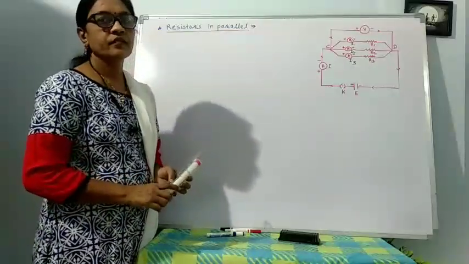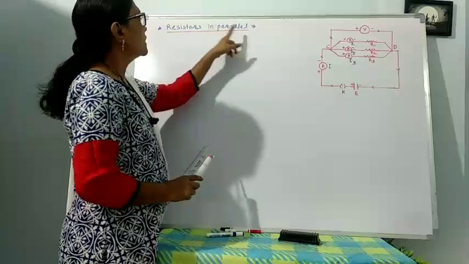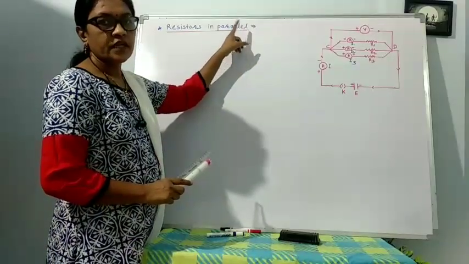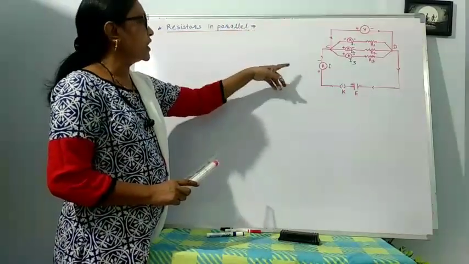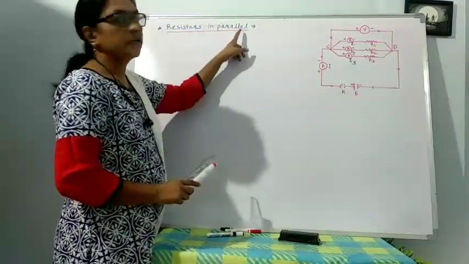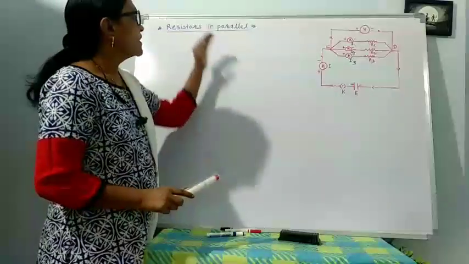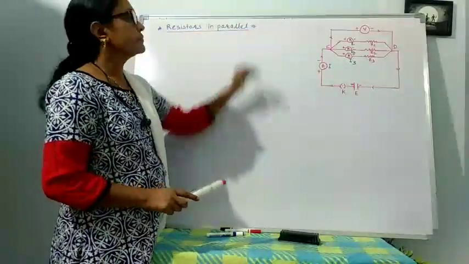Hello students, our today's topic is resistors in parallel. That means we have to derive the formula for effective resistance when the resistors are connected in parallel. Now, what is meant by parallel arrangement?